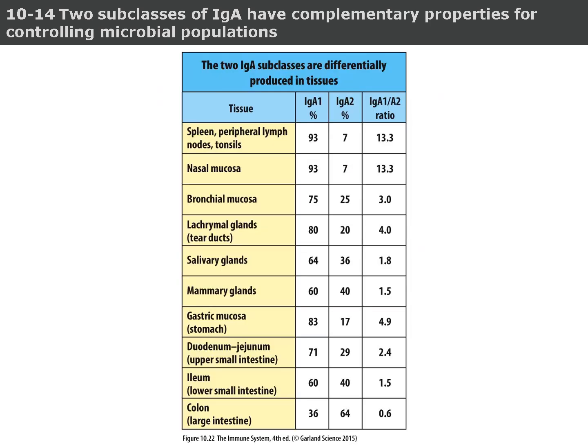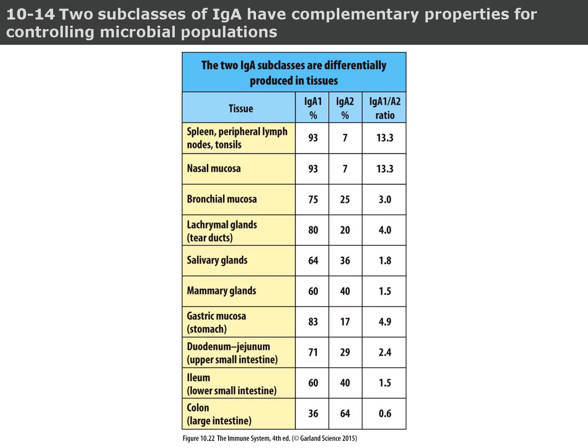Let's take a closer look at how the two subclasses of IgA, IgA1 and IgA2, are distributed across different tissues of the body. In lymphoid-rich tissues like the spleen, peripheral lymph nodes, and tonsils, IgA1 dominates, accounting for 93% of total IgA, with a high IgA1 to IgA2 ratio of 13:1. This pattern is mirrored in the nasal mucosa. In contrast, mucosal tissues with greater microbial exposure show a more balanced distribution or even an IgA2 predominance. For example, in the colon, IgA2 makes up 64%, with a ratio favoring IgA2 over IgA1.